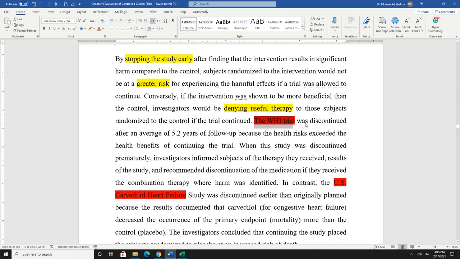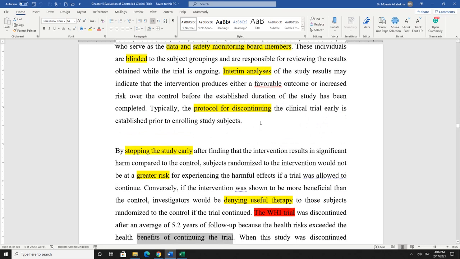Look at the Women's Health Initiative. The Women's Health Initiative trial was discontinued after an average of 5.2 years of follow-up. Meaning they stopped before the duration, before the follow-up was complete. Why did they stop? The health risk exceeded the health benefit from continuing the trial. Okay, that's why they stopped.